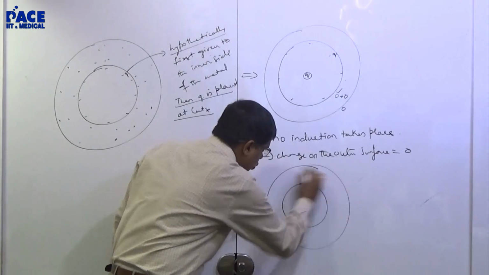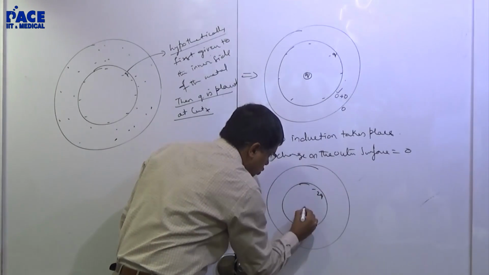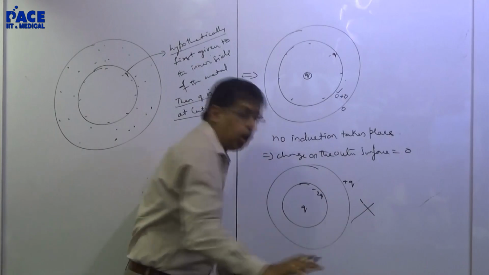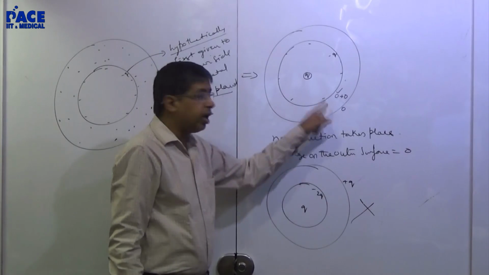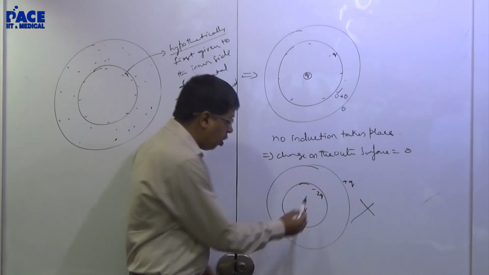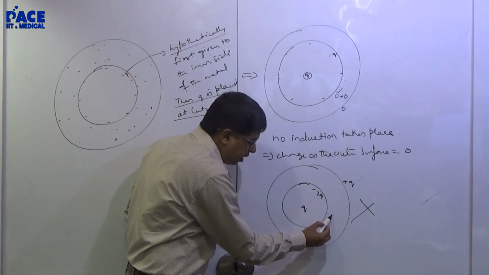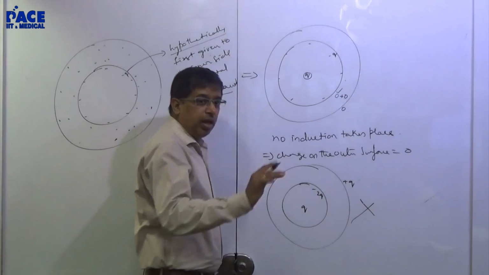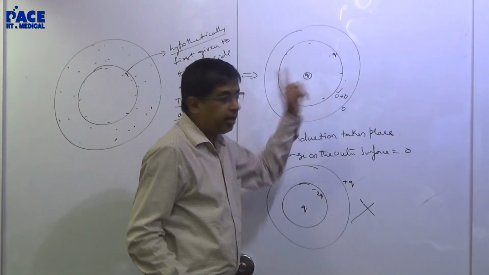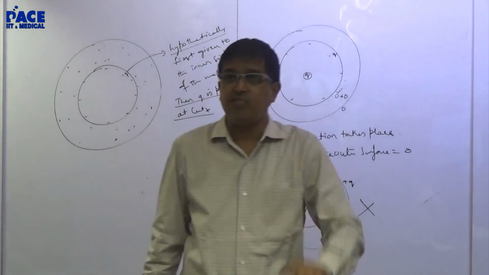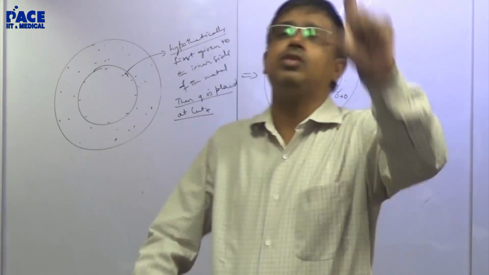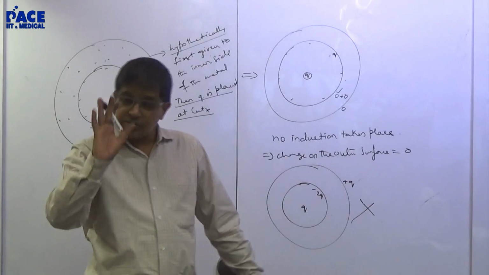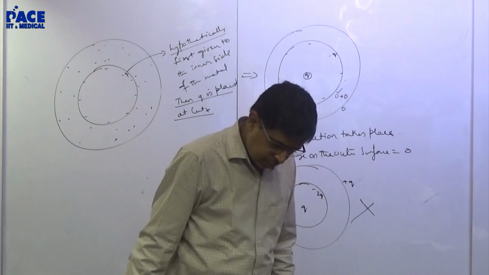He thought the student would say minus 2q, q and plus q here. This will be wrong. Why? Priority is to make the field 0. Now minus 2q and q will be non-zero field here inside the metal. That will not happen. Induction doesn't happen as a primary factor. Field becoming 0 is the primary factor. Is that clear? Yes, sir.